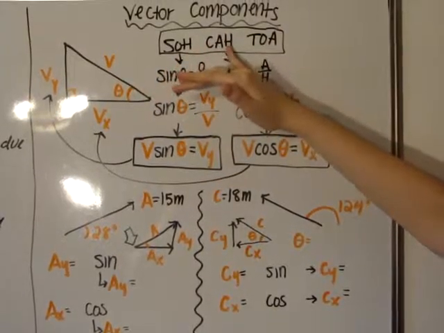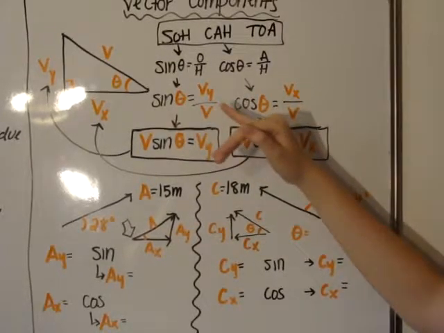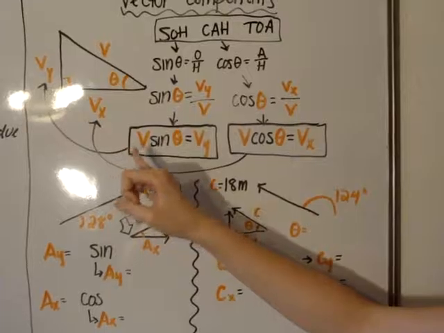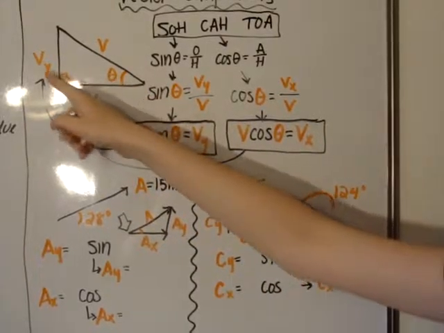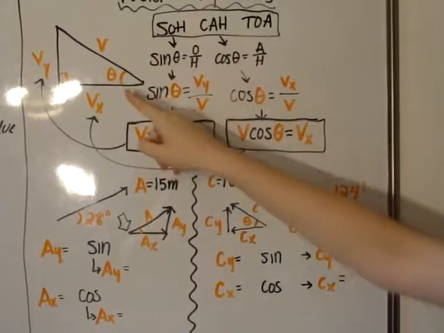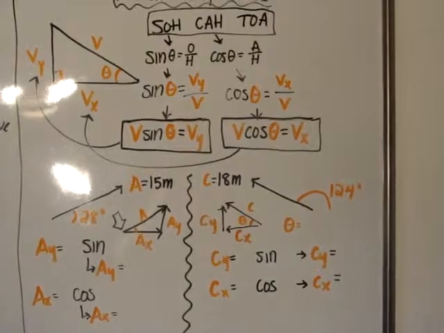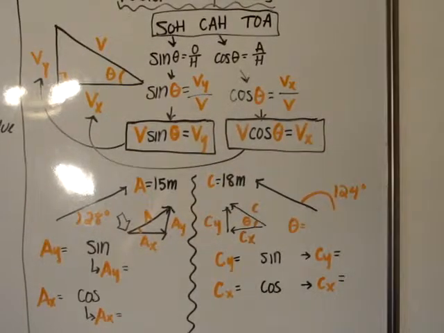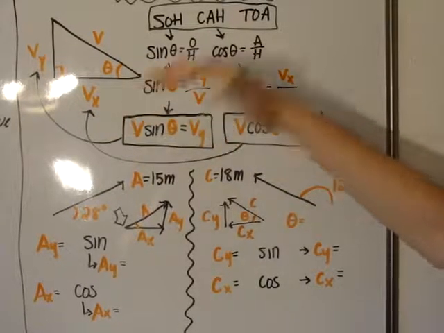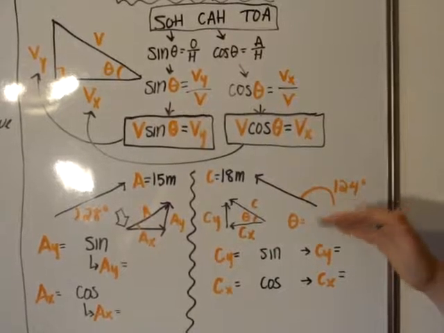Breaking the SO part of SOHCAHTOA into its components, the sine of theta equals opposite over hypotenuse, in reference to theta here. And then the cosine of theta, theta being the angle, is the adjacent over the hypotenuse. The reason you're using these two and not tangent is because you are generally going to be given the hypotenuse value, and we're going to be breaking it into its components. So that's why you're using these two and not tangent.